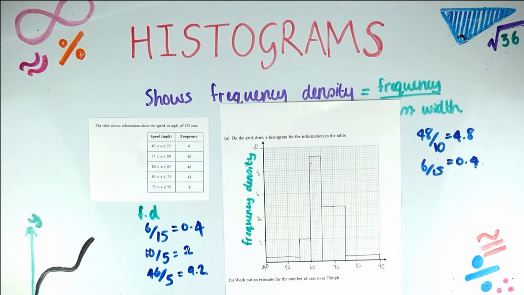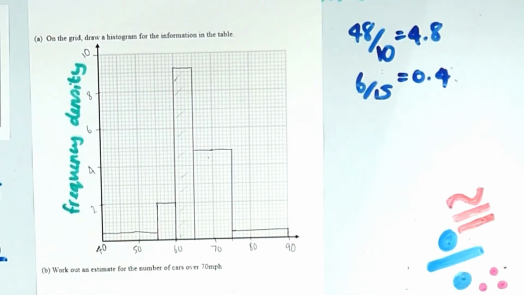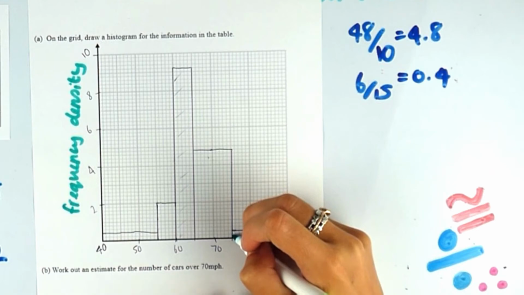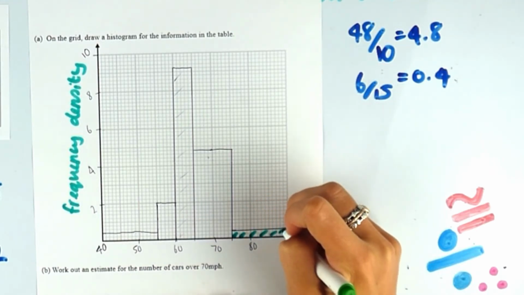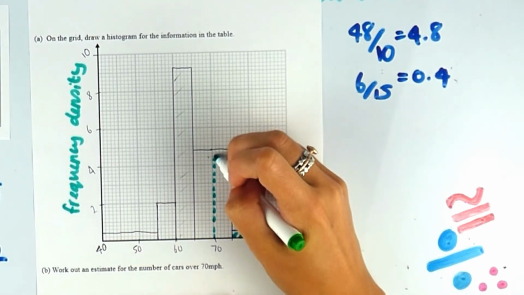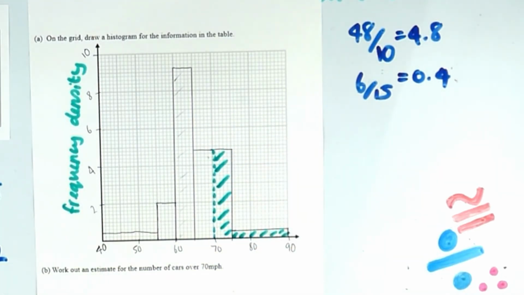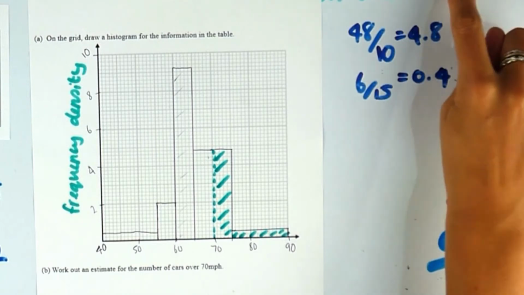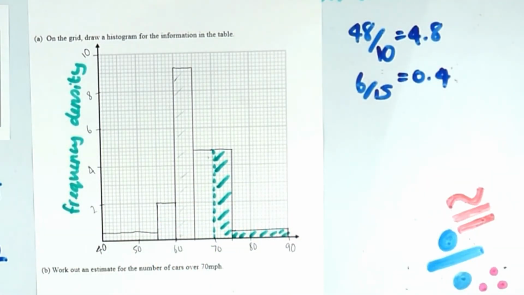We're not done with the question, however, because it says work out an estimate for the number of cars over 70 miles per hour. So that means you want the frequency, the number, of cars over 70 miles per hour. So you want all the ones that were 75 to 90, but then you also have to cut this in half and take those. I've just shown you, using the formula and proving it from this data, that the area is a frequency.